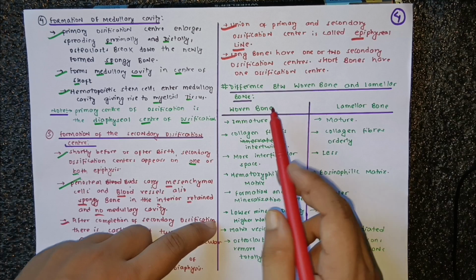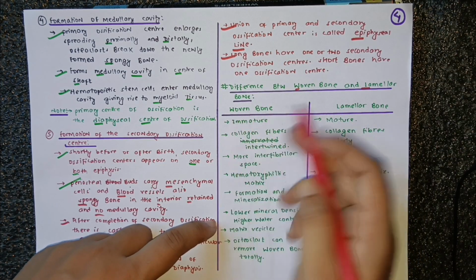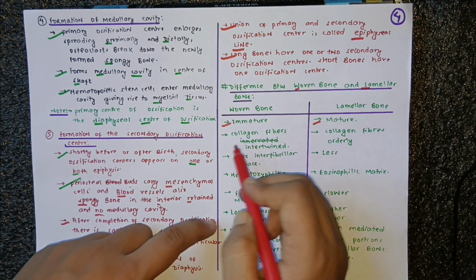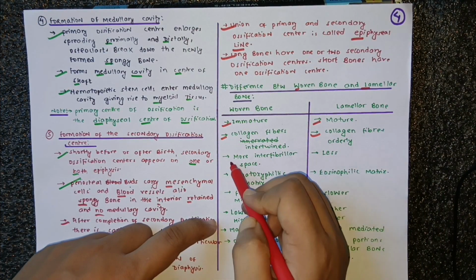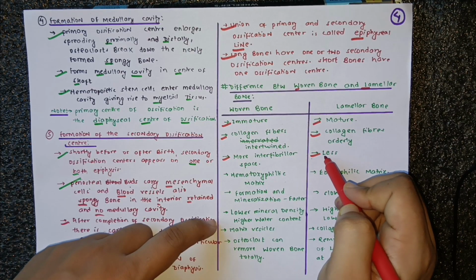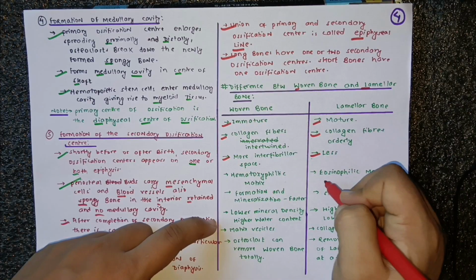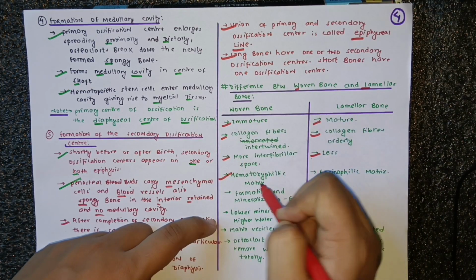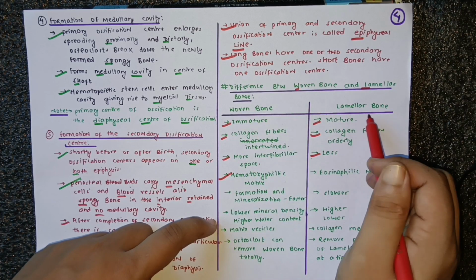Our last topic is the difference between woven bone and lamellar bone. This is very easy, so I'll just recite all those points. Woven bone is immature, lamellar is mature. Collagen fibers are intertwined here, while collagen fibers are orderly arranged here. There is more interfibrillar space in woven bone, and less interfibrillar space here. A hematoxylinophilic matrix is there, and an eosinophilic matrix is here. So when you do H&E stain, we can see hematoxylin stain on woven bone and eosin stain on lamellar bone.